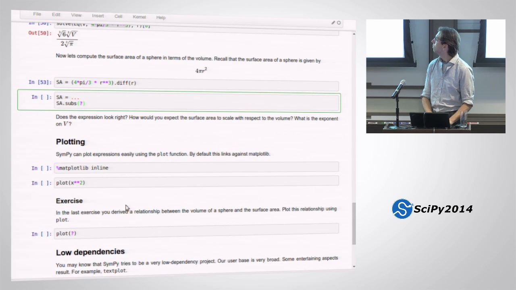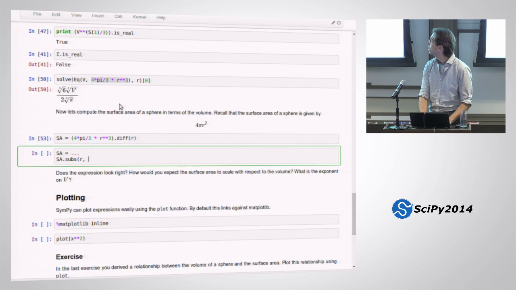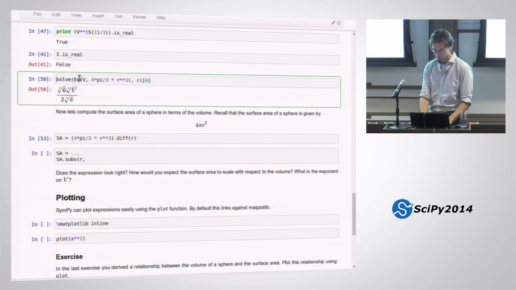Okay. People able to do that? People satisfied? So what is the surface area scale like in terms of the volume? Does it scale in a way that seems reasonable to you? So I'll do it up here. The subs in R for the solution.